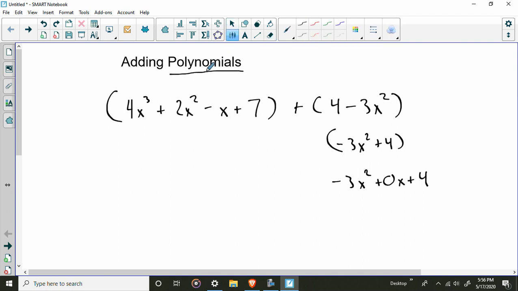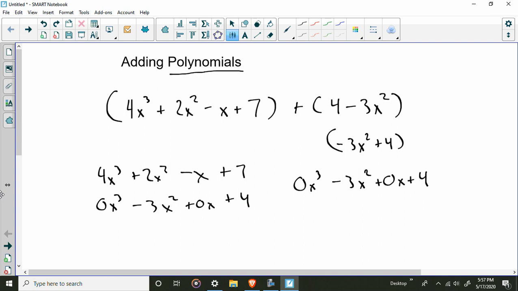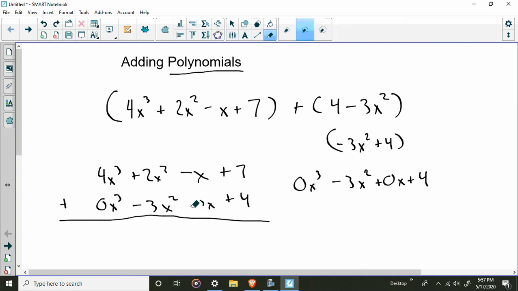Now when we stack them, I've got a 4x to the third. I don't have an x to the third here, right? I could say it's 0x to the third if I wanted to. And I have plus 2x squared, minus 3x squared, minus x plus 0x, plus 7, plus 4, okay? So like I said, if it makes you feel more comfortable, you can write those zeros there. If not, you just leave a blank spot there, and whatever you have here is coming straight down. It's the same thing as adding 0, okay?